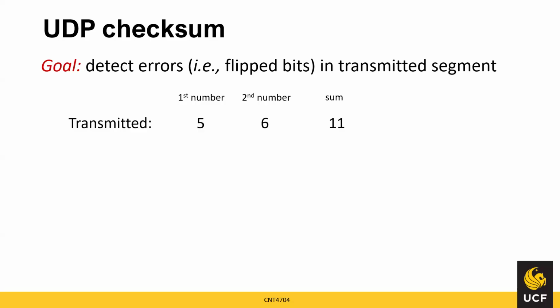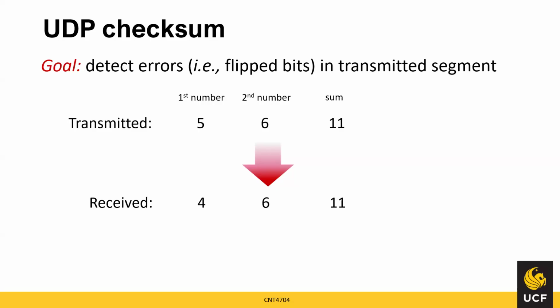So suppose I want to send you two numbers that are 5 and 6. Along with those, I want to send you also the sum, which is 11. So during transmission, I am a server and I'm sending you a reply back as a client.